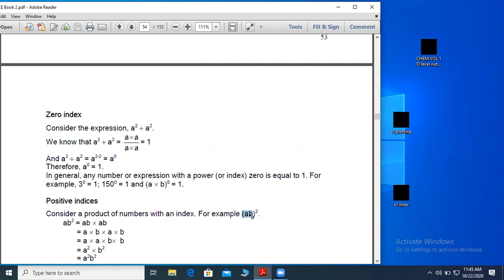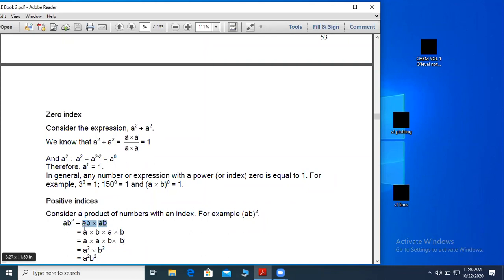So ab squared, it's like when you have 2 to the power 2 or 2 squared, the answer we get is 2 times 2, which is 4. So we are also saying here that if you have ab in a bracket and it is squared, this ab should be in a bracket, such that it becomes ab in bracket then squared. So its answer will always be ab times ab.